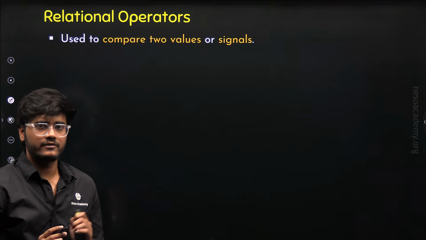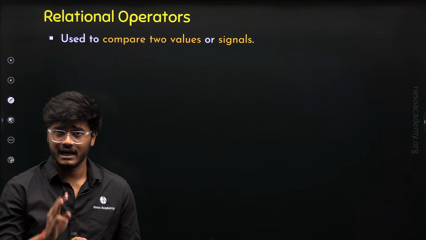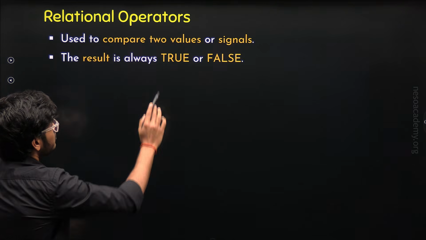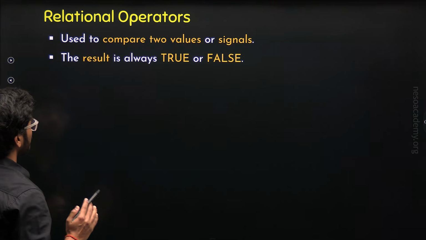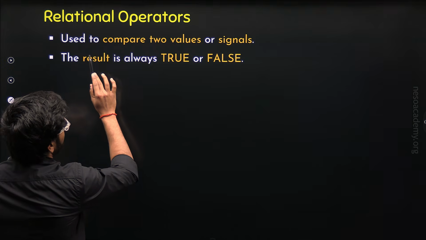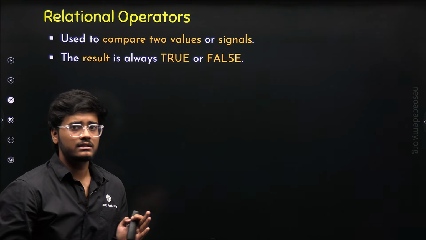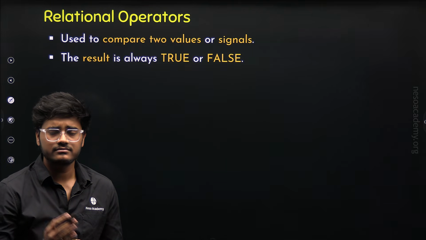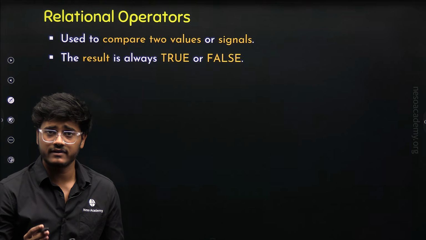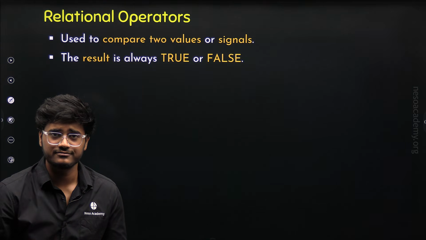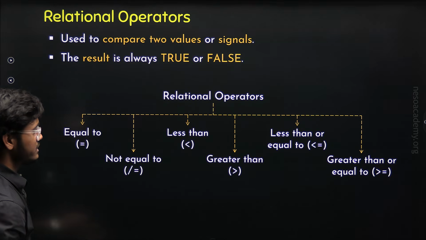In simple words, relational operators are used to compare two operands, and the result is always true or false, a Boolean value. So, the result of relational operation is always true or false. Means, if condition is satisfied, then return true value, and if condition is not satisfied, then return false value. And in VHDL, there are 6 relational operators.